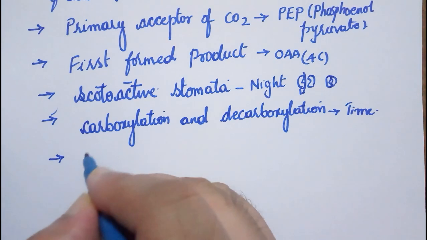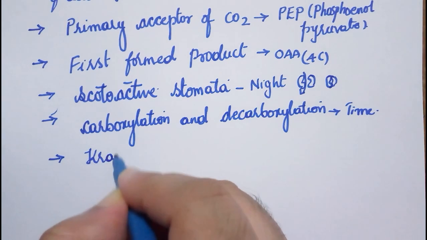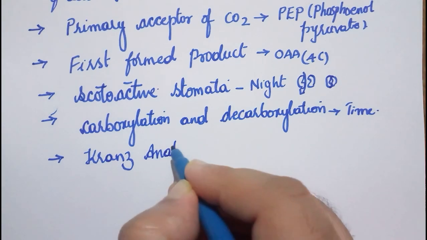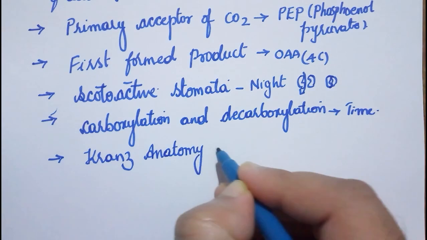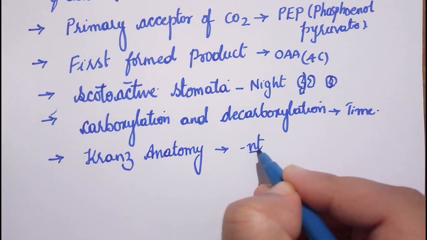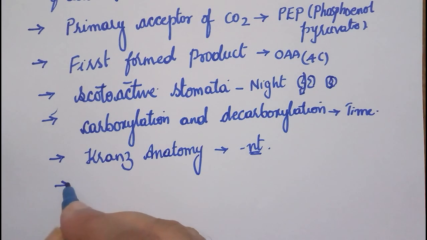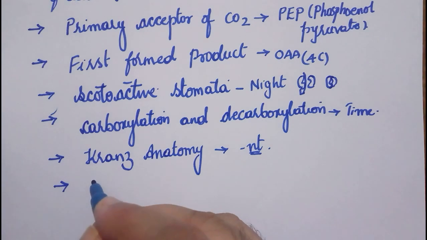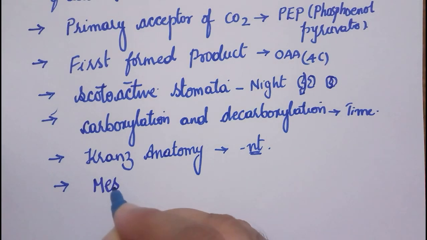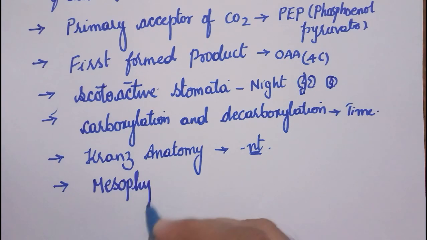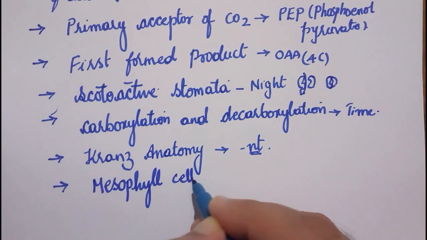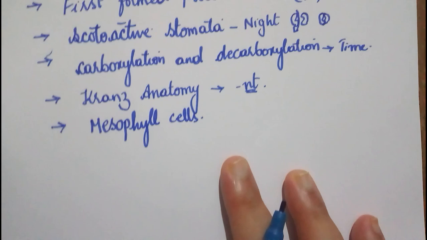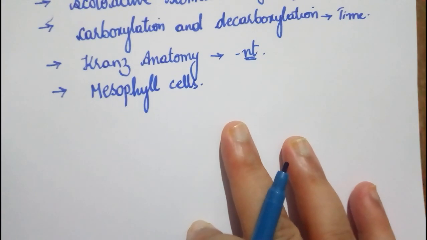Kranz anatomy is not there. There is nothing like Kranz anatomy here, like how we have in our C4 plants. Kranz anatomy is absent. All the reactions, the carboxylation and decarboxylation steps, everything, will take place in the mesophyll cells only. In the case of C4 plants, we have seen the involvement of mesophyll cells as well as bundle sheath cells, correct? But here we have the involvement of mesophyll cells alone.